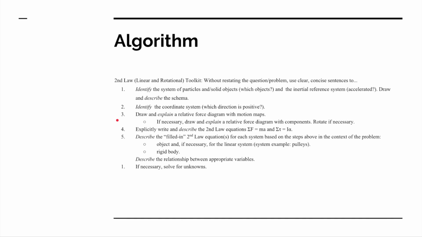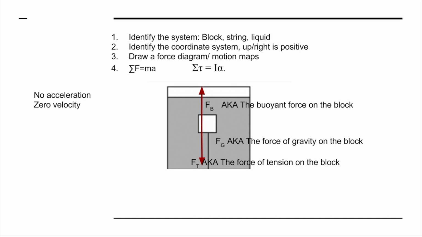So you're going to use the second law toolkit, and I will go through that with you. The first step is identify the system. You have the block, the string, and the liquid. Identify the coordinate system. Up and to the right is positive.